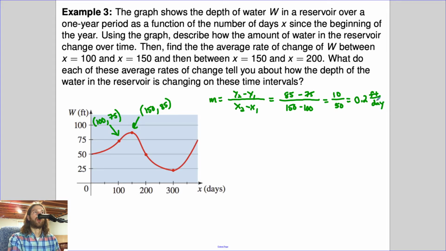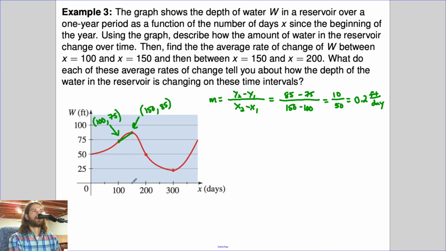So what's happening over this period, right? We ended up getting a positive slope. Over this period of time from the 100-day mark to the 150-day mark, on average, every day we're gaining around a couple inches of water in the reservoir, which is pretty exciting. Hooray. Okay, that was the first time period we were looking at.